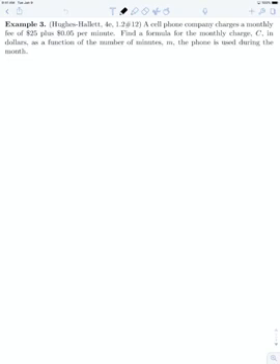down. My first step is always to read it out loud, or really close to out loud in my head, and then to highlight the numbers, write them down, and then follow the same formulas that we usually use. So I'll start by reading it out loud. A cell phone company charges a monthly fee of $25 plus $0.05 per minute. Find a formula for the monthly charge C in dollars as a function of the number of minutes M the phone is used during the month.